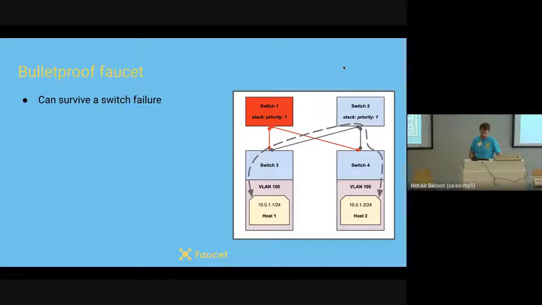It can survive a switch failure. In this case, we lose a switch, but we also lose all links on that switch when the switch goes down. So there's still a valid path through the network, so Faucet will send all the traffic that way. Eventually, you'll get to a point where you run out of valid links and things can't talk, but Faucet will make it work as long as there's a valid path through the network.